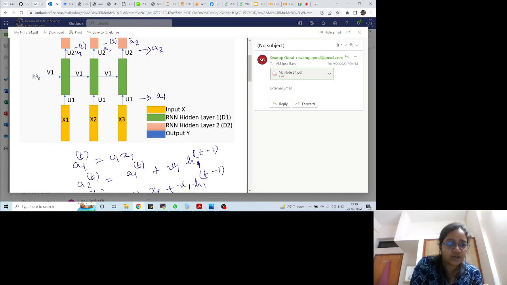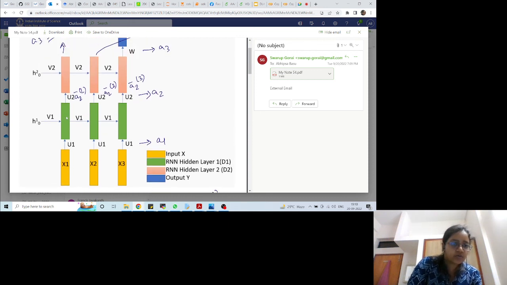So this is h0. h0 means the initial starting state. You have h1, h2, h3 of the first layer. The superscript is for layer 1, right? So you go back to the RNN definition and try to figure out what will be this h1, what will be this h2, what will be this h3.